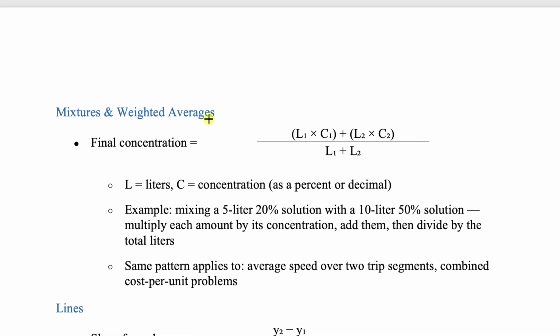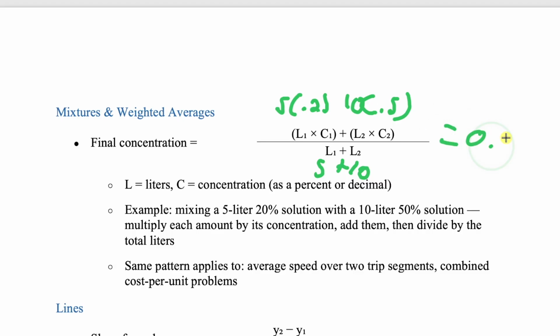So weighted averages is something like this. This would be a weighted average equation, and usually they'll give you liters, concentration, and maybe some other stuff. In this scenario, you're given 5 liters of a 20% solution, so it'd be 5 times 0.2, and then here it gives you 10 liters of a 50% solution, so 10 times 0.5, and then it'll be over L1 plus L2, which is the liters, so 5 plus 10, and this would equal 0.4. So that is the new percent of the solution. That's basically how you solve for it.